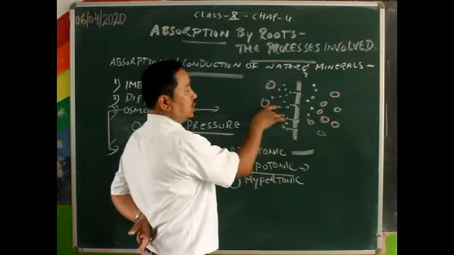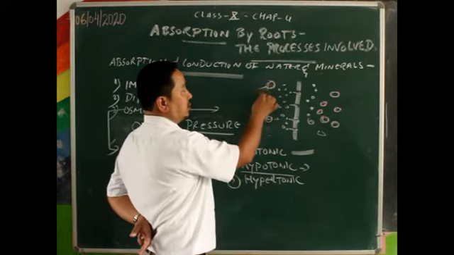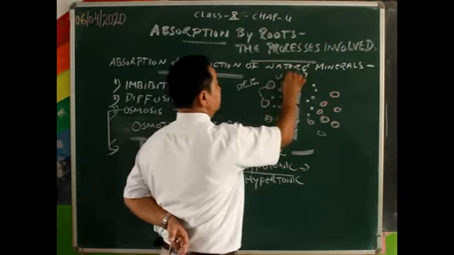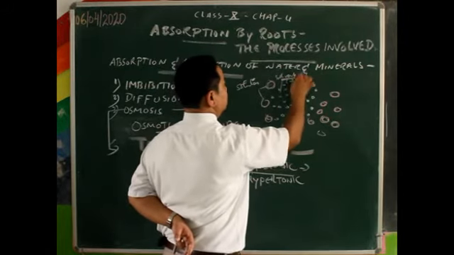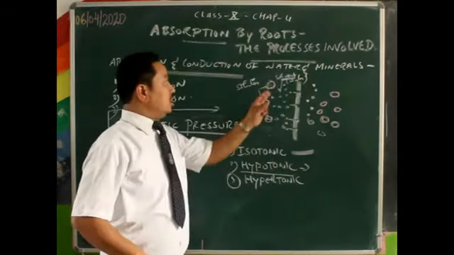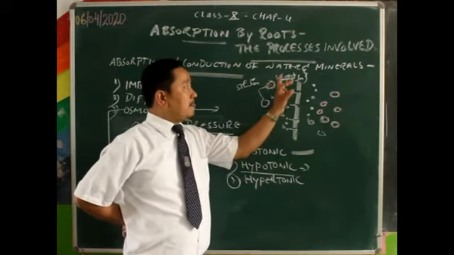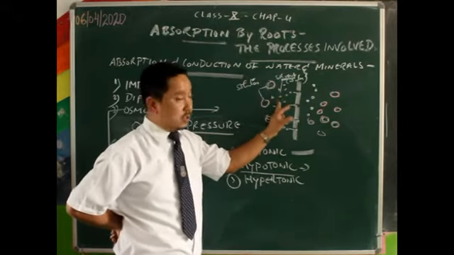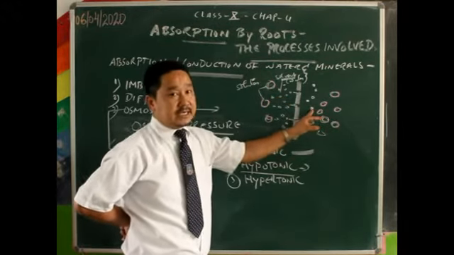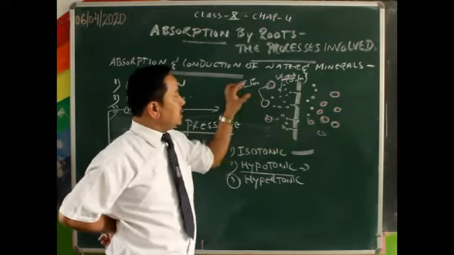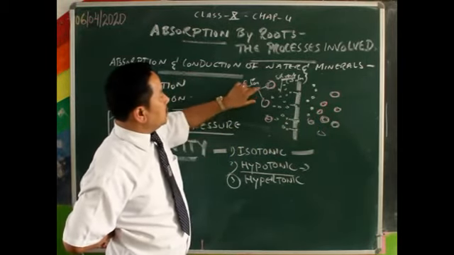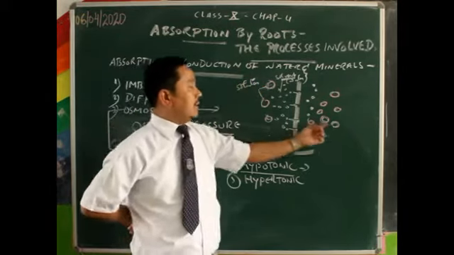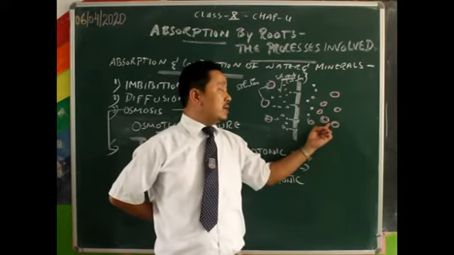See here, these are solutes, S-O-L-U-T-E-S, and these are solvent, water molecules. In this case, solvent is more, which means water molecules outside are more than the water molecules inside the cell. And the solutes, which are minerals, are less outside than the minerals inside.